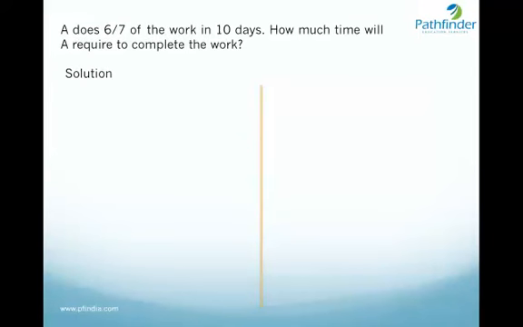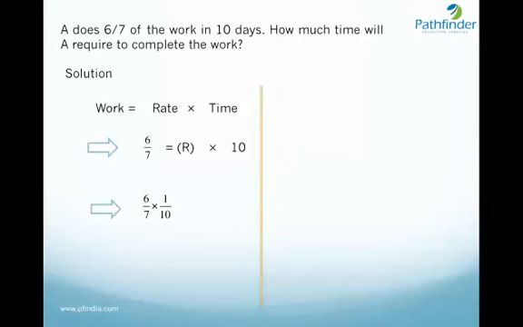Let us solve another similar question. A does 6 by 7th of the work in 10 days. How much time will A require to complete this work? To solve, again we have the same equation, work is equal to rate into time. Work done is 6 by 7, which is equal to rate into 10 days, that is the time required to complete 6/7 of the work. 6 by 7 into 1 by 10 must be equal to rate, and therefore rate is equal to 6 by 70. Again, time is 1 upon rate, it is the inverse of rate, and therefore the time required to complete this work will be 70 divided by 6 days.